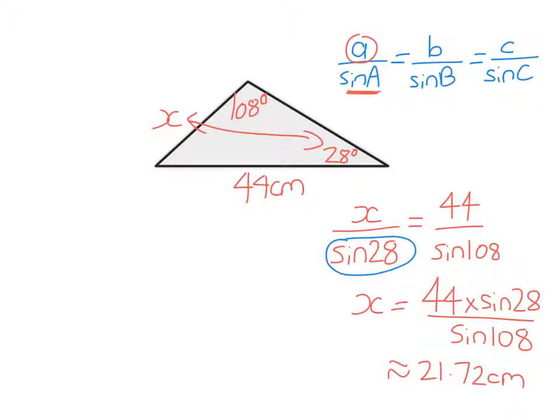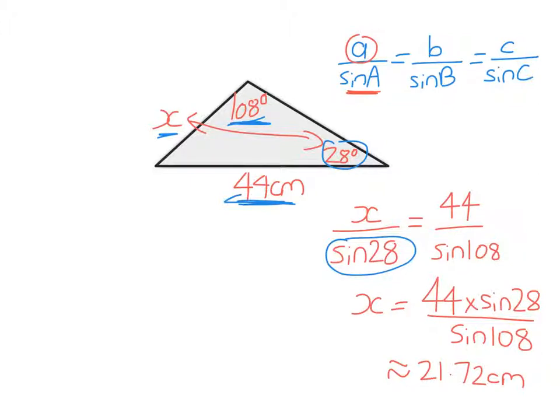One thing we should note is that in any triangle, whether right angled, scalene, or whatever, the longest side is opposite the largest angle, and the shortest side is opposite the smallest angle. In this triangle, 108 is opposite 44, and 108 is obviously bigger than 28, so x should be smaller than 44. Because our answer is less than 44, we know we've done something right.